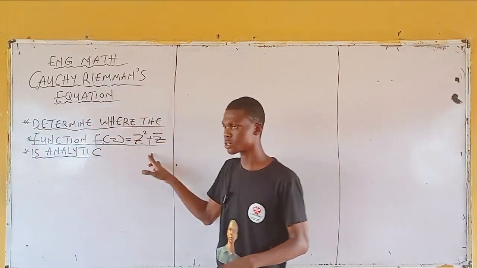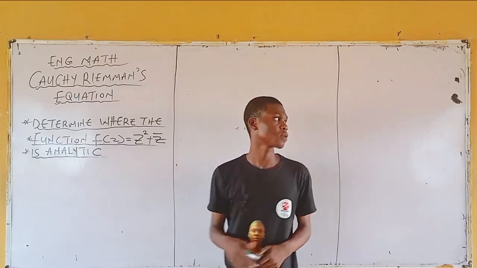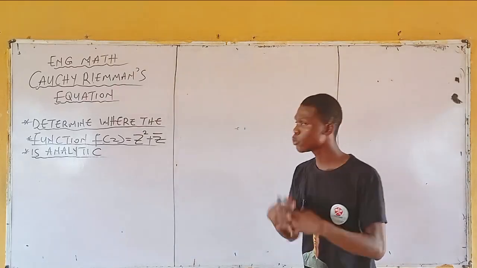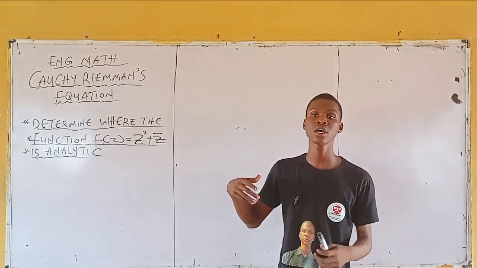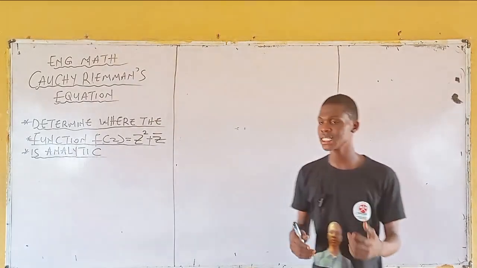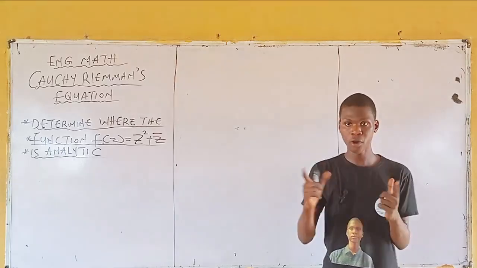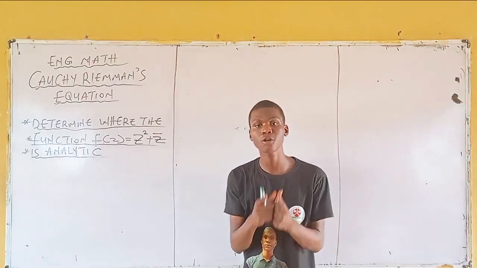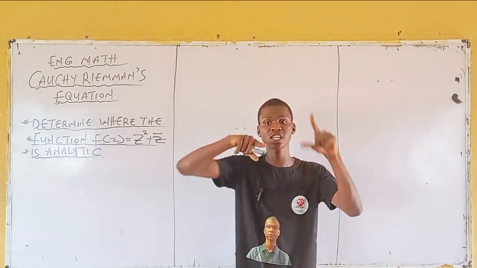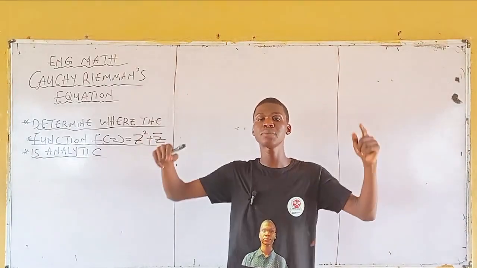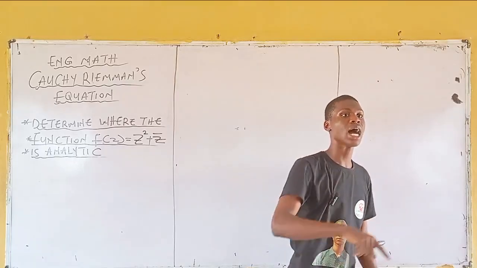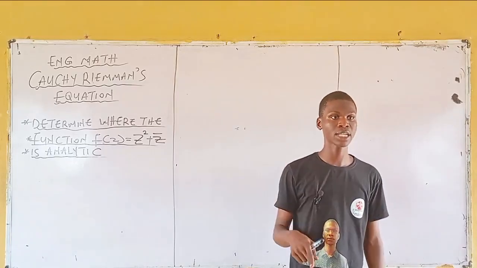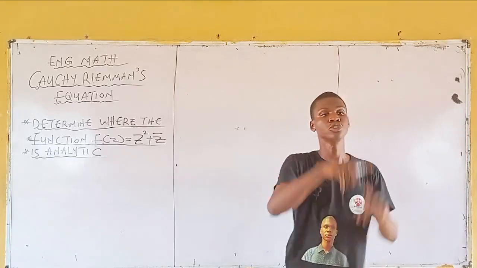The question says to determine where the function is analytic. What is the idea of analytic, or holomorphic? The idea is that your complex function f of z is differentiable at every point, meaning the derivative exists in all the domain.